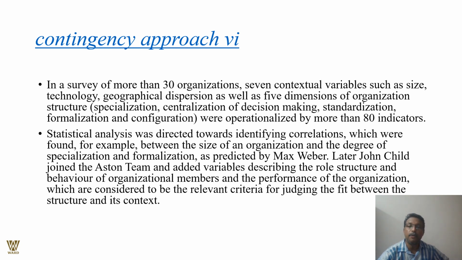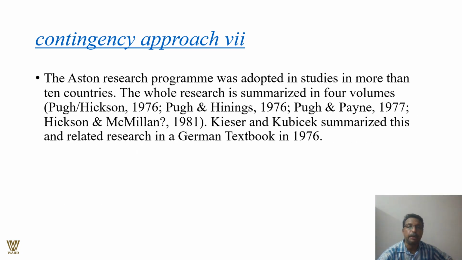Statistical analysis was directed towards identifying correlations, which were found, for example, between the size of the organization, the degree of specialization, and formalization, as predicted by Max Weber. Later, John Child joined the Aston team and added variables describing the role structure, the behavior of organization members, and the performance of the organization, which are considered to be relevant criteria for judging the fit between structure and context. The Aston Research Program was adopted in studies in more than 10 countries.